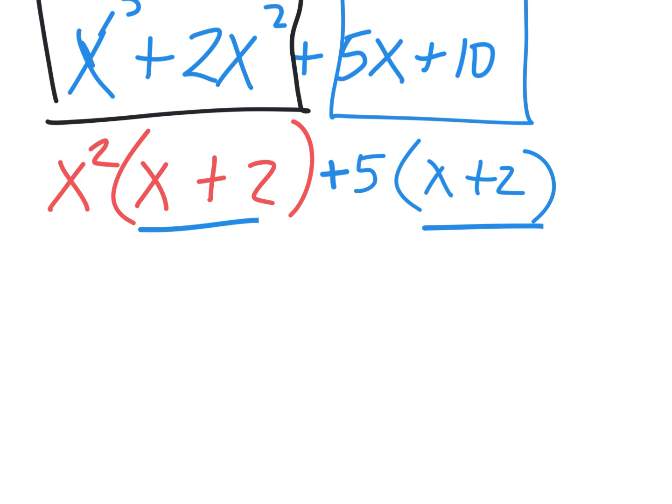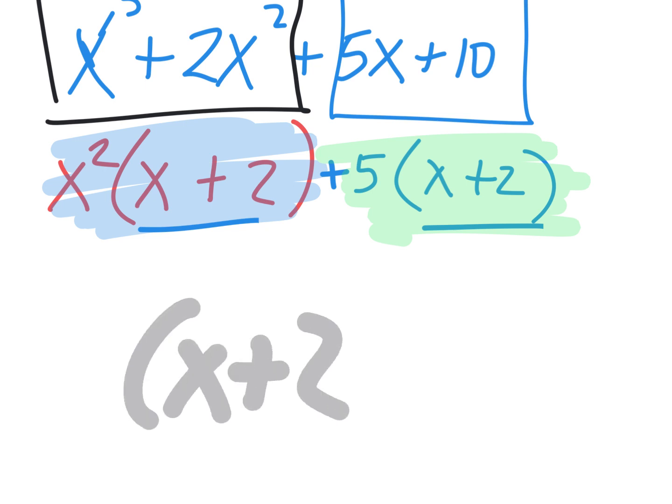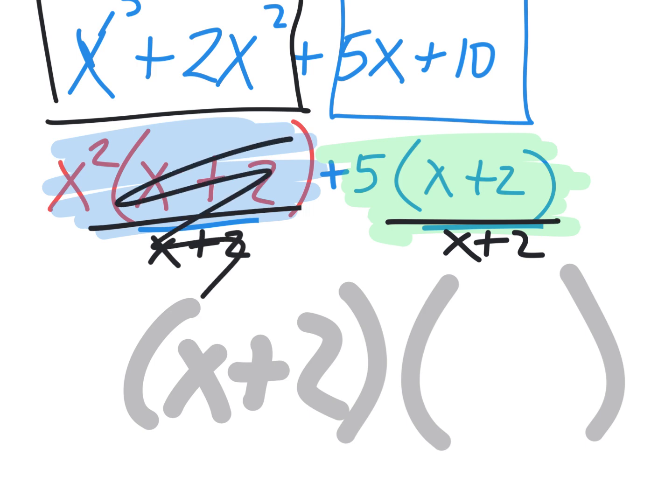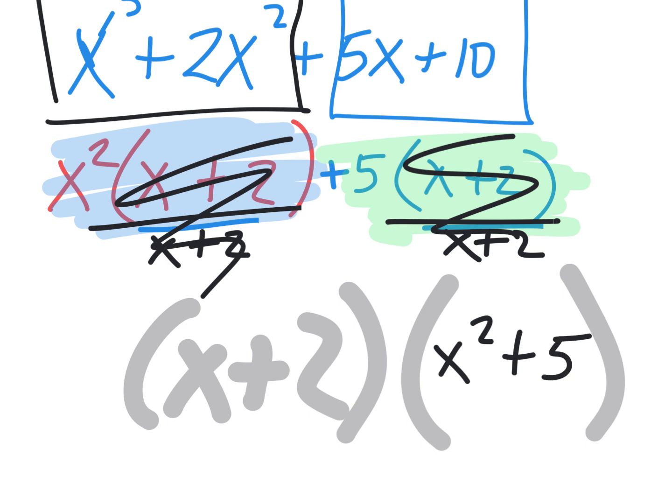And now I ask you to look, I'm going to highlight them. The blue highlighted part and the green highlighted part. What do they have as a common factor? X plus 2. So that's the common factor. So we factor it out front. And what's left when we factor that off? The way to think of that is you're dividing this by x plus 2, and you're dividing this by x plus 2, and you get what? Well, this cancels. This cancels. Yes, say it. Yeah. How many of you feel like you've seen that before?